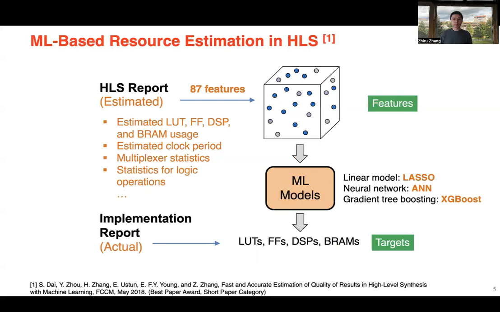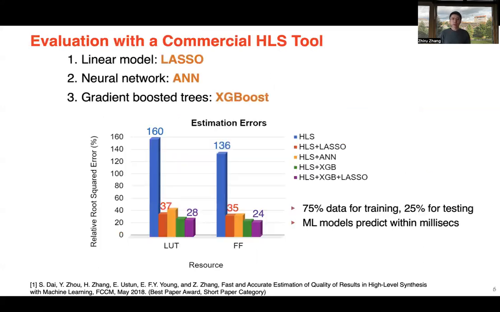We then studied how ML-based QoR inference can help bridge the gap. This is where we parse the HLS reports to extract a set of design features and then feed them to several widely used ML models, such as linear model, GNN, and gradient tree boosting. This is where we use XGBoost. So this approach turns out to be very effective. We are able to reduce the estimation error significantly. The bar plot here shows that an ensemble method that combines XGBoost and Lasso, which is a linear model, works the best.